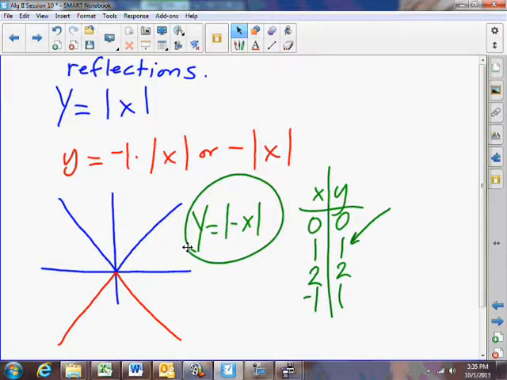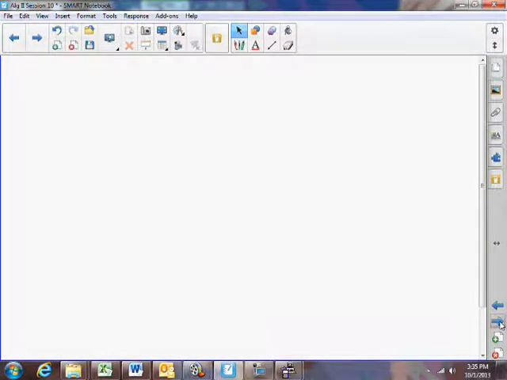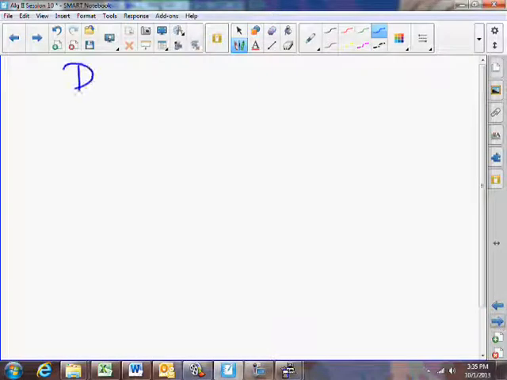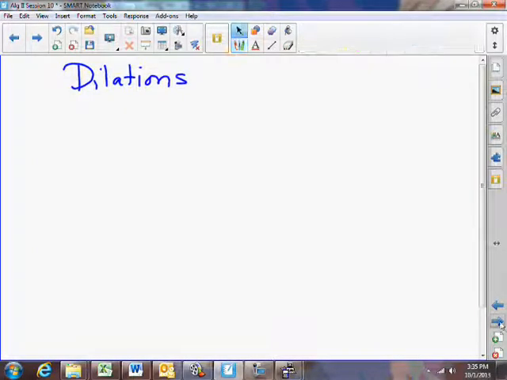Now, the next ones that we're going to do is dilations. Now, please remember this. To dilate is to live long. No, actually dilations mean that you are stretching or changing the shape of the graph, making it larger or smaller or something like that. Now, let's take a look at y equals the absolute value of x again.